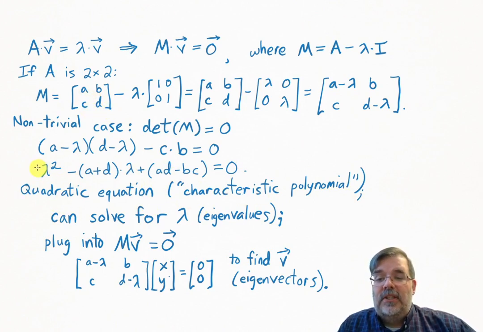And we can actually solve this equation for lambda. That tells us what the eigenvalues of the matrix are. And once we know the eigenvalues, we can plug those in to solve this equation. So again, a, b, c, and d are given. Once we know what lambda is, we have this equation which we can solve for x and y. That tells us V, that tells us the eigenvectors.